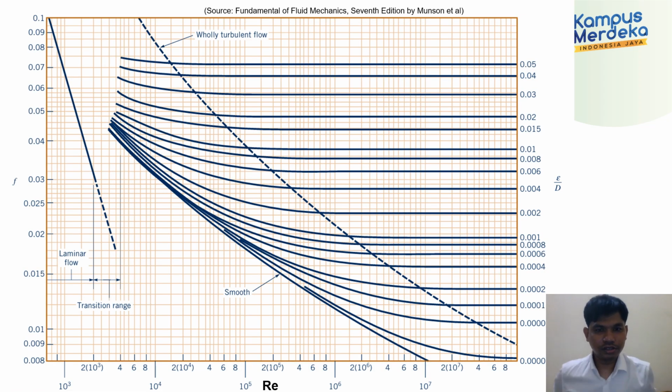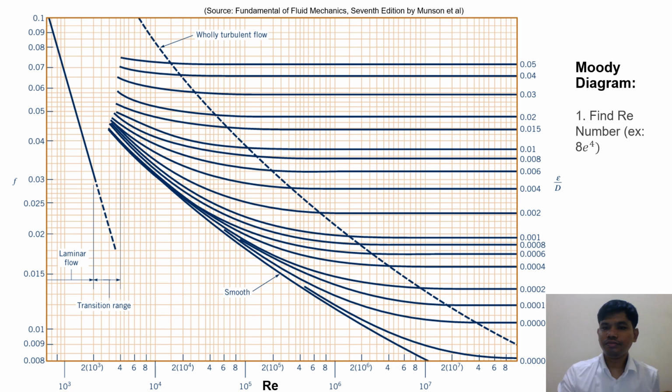So this is the Moody diagram. This is the diagram that we use to find the friction factor based on Reynolds number and also the roughness of the pipe. I will show you how to use this diagram to find the friction factor. The first thing that you need to do is find the Reynolds number.